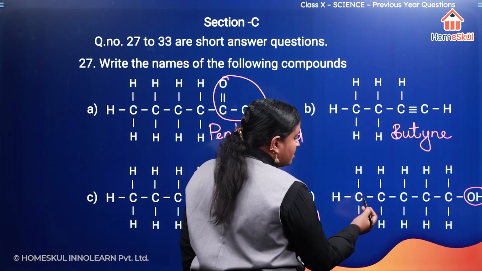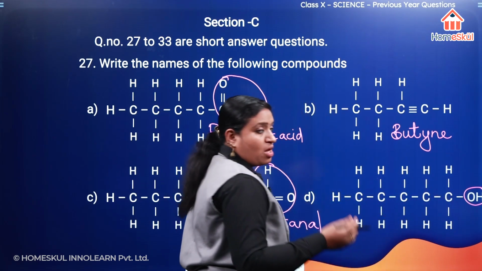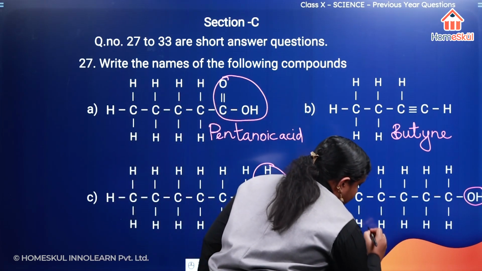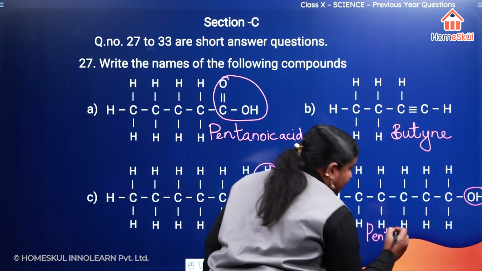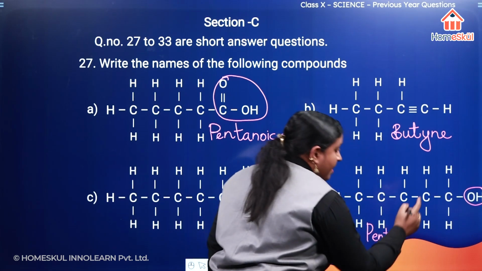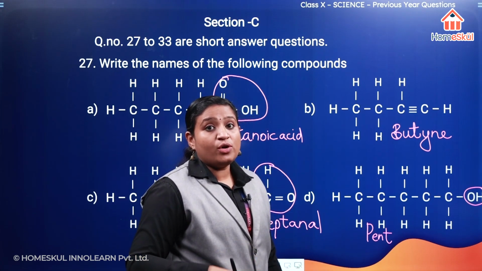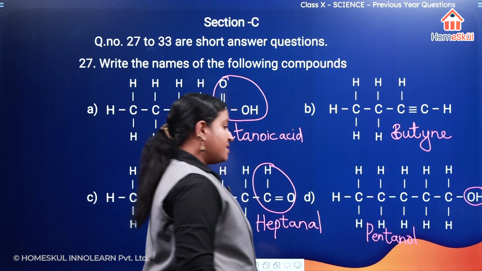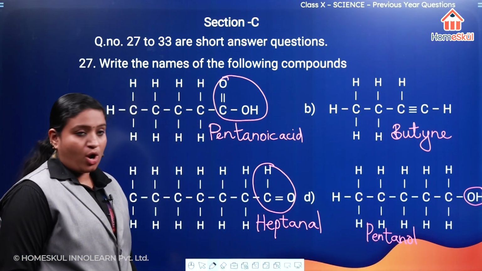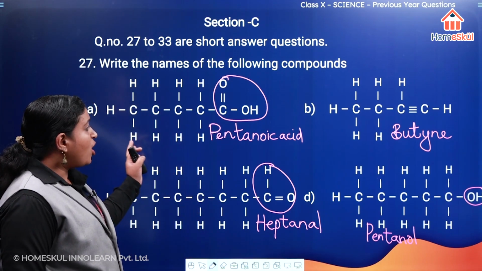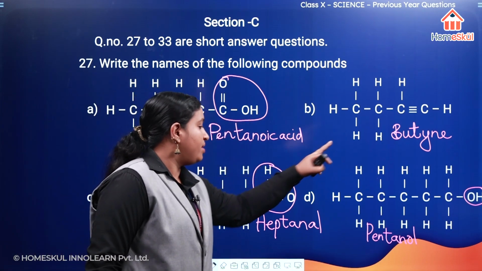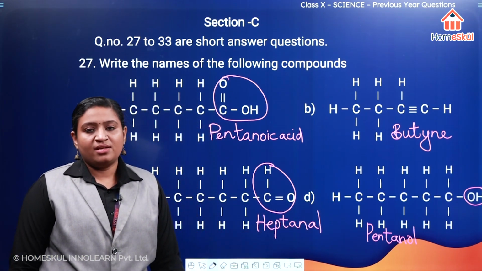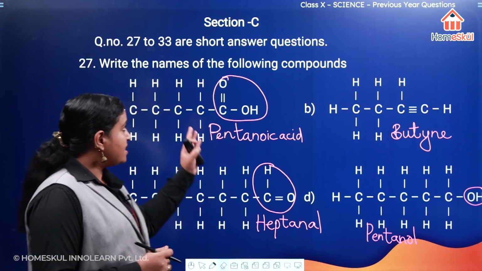Look at the number of carbon atoms. 1, 2, 3, 4, 5. So meth, eth, prop, but, pent. And alcohol is there. So pentane plus alcohol will give you pentanol. Okay, pentanol. This is the last one. It is pentanol. Clear? So the names of the organic compounds are pentanoic acid, butyne, heptanal and pentanol. Clear? Okay. Now let's see the next question.